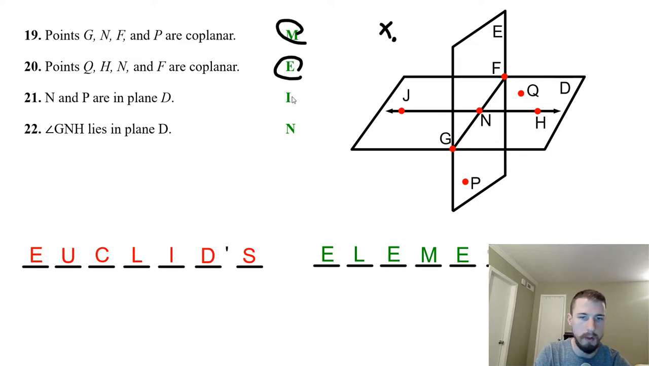So next two, and then N and P are on plane D. So N and P, okay, N is on plane D, but P is actually on plane E. So that's not going to be true. So we can cross that one out.